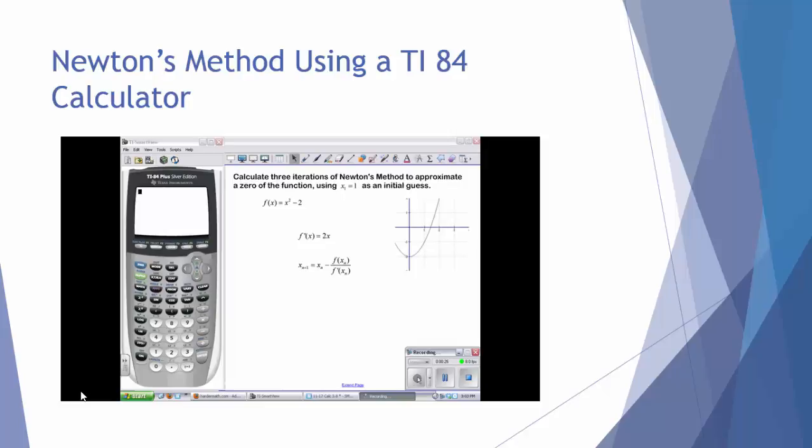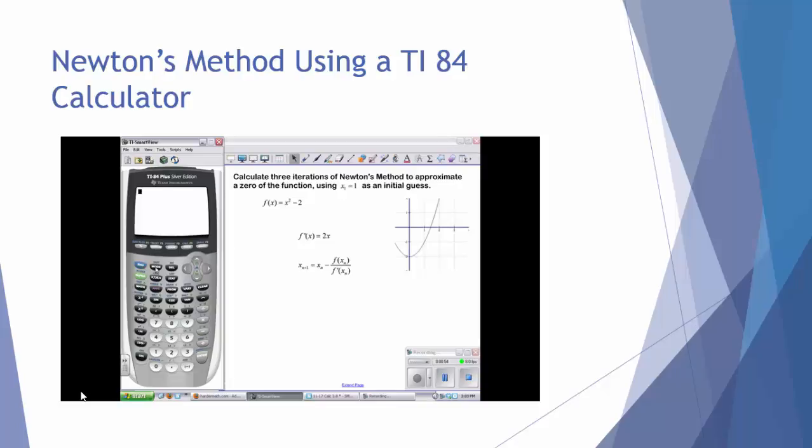That'll be really helpful. So what we want to do is we need two functions programmed in our calculator. The first function we need is the original function, and the second function is the derivative function. So if you hit your y equals button, I already programmed these in, but you can program the original function into the y sub 1 spot and the derivative into the y sub 2 spot. Once you have those inputted, you can go back to your main screen.